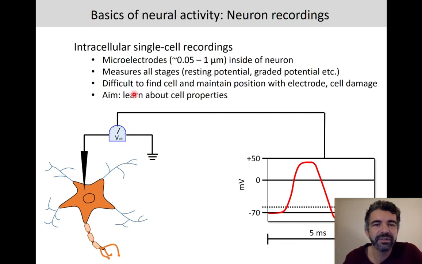The problem is, of course, as you can imagine, these neurons are really tiny, so it is very difficult to find a cell and to maintain the position with the electrode. Imagine that if you have a living tissue, there's a lot of movement involved. And another disadvantage is that you always cause some cell damage if you do that. Typical aim of such studies is to learn about cell properties.